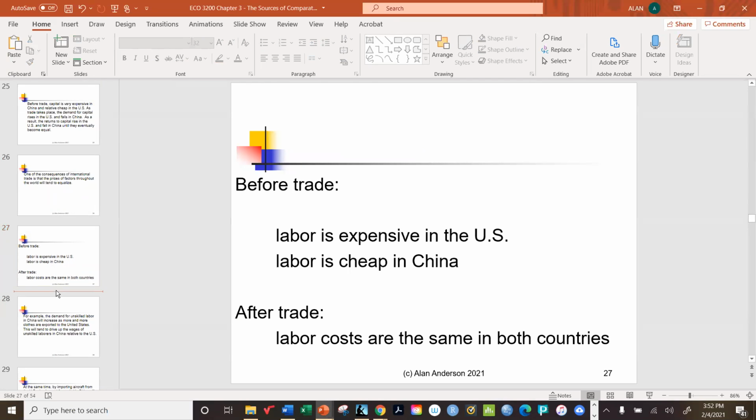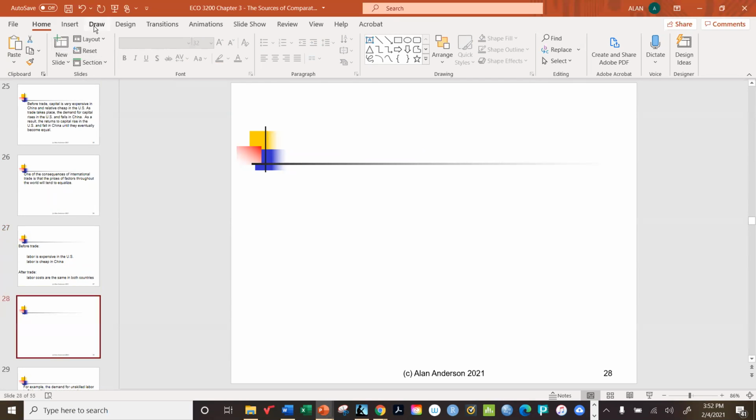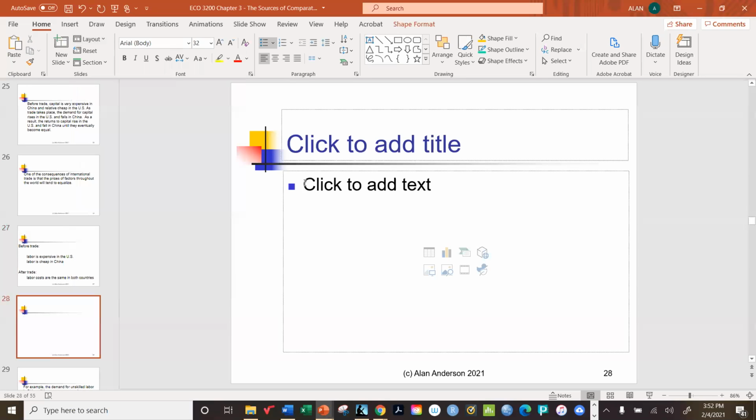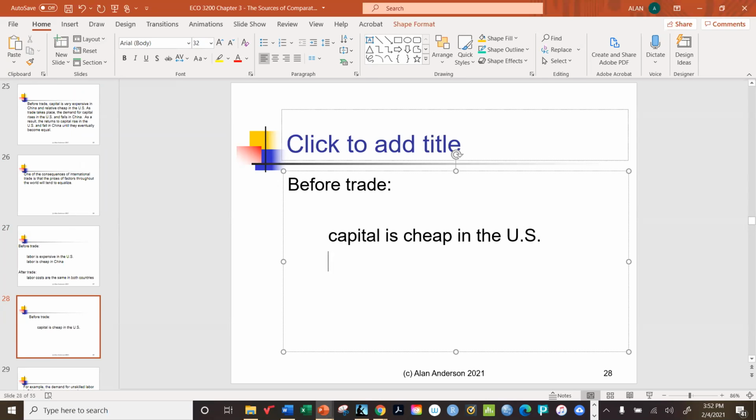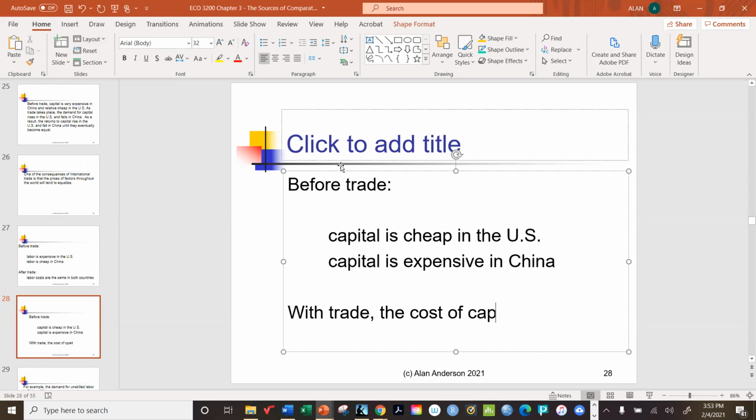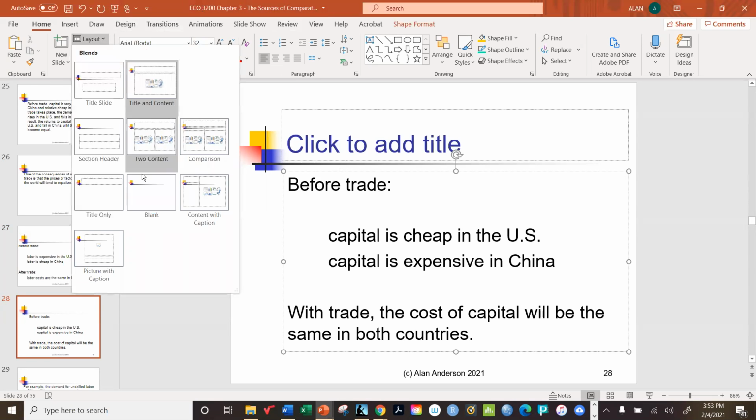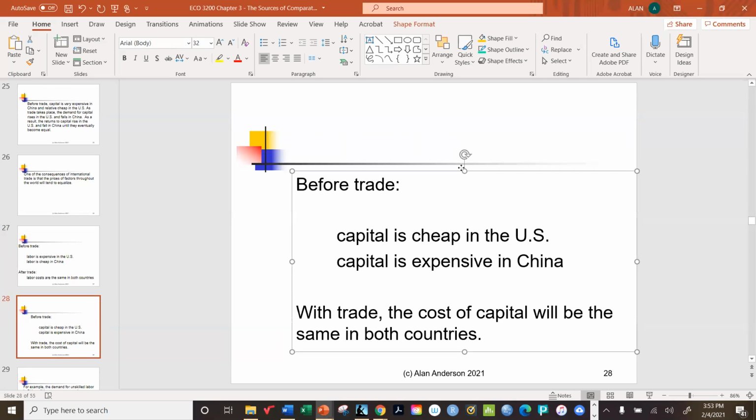Now, what about the cost of capital? And again, before trade, capital is cheap in the US, capital is expensive in China. With trade, the cost of capital will be the same, more or less, in both countries. Okay. Does that make sense?